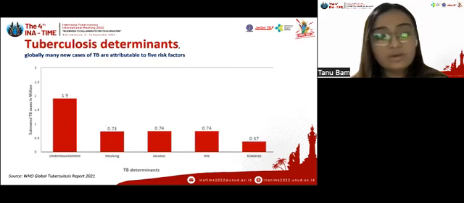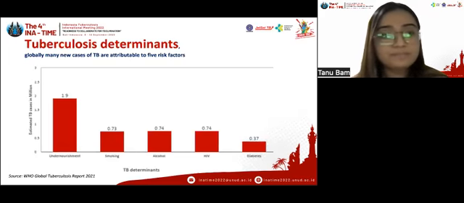Over here, we see the main determinants of TB: undernourishment, smoking, alcohol, HIV, and diabetes.